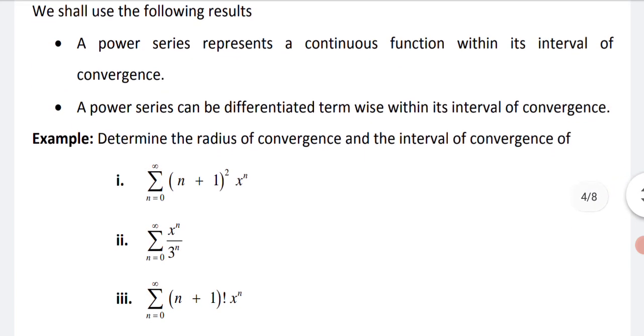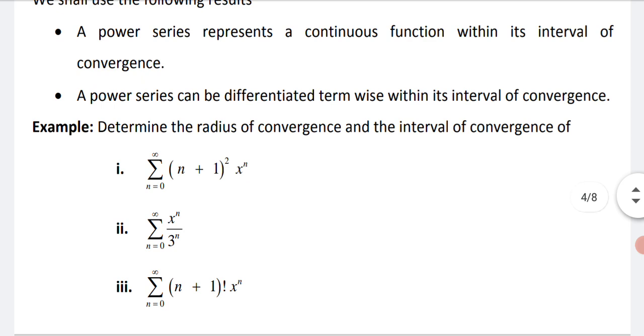We use the following results. First, a power series represents a continuous function within its interval of convergence. Second, a power series can be differentiated term-wise within its interval of convergence. Now example: determine the radius of convergence and the interval of convergence of the following series.